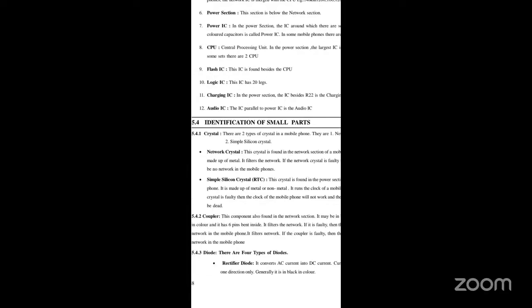Coupler, diode. There are four types of diodes. Rectifier diode, important. LED, Zener diode, photodiode. What is each component, and what is the functioning of the components, are learned in these two lessons.